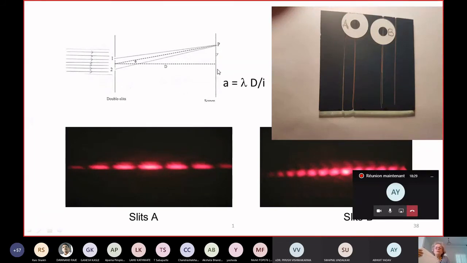They can also, if they know the wavelength of the laser, measure the interfringe, and knowing the distance between the fringes and the screen and the slits, they can calculate the small distance between the two slits, the separation of the two slits.